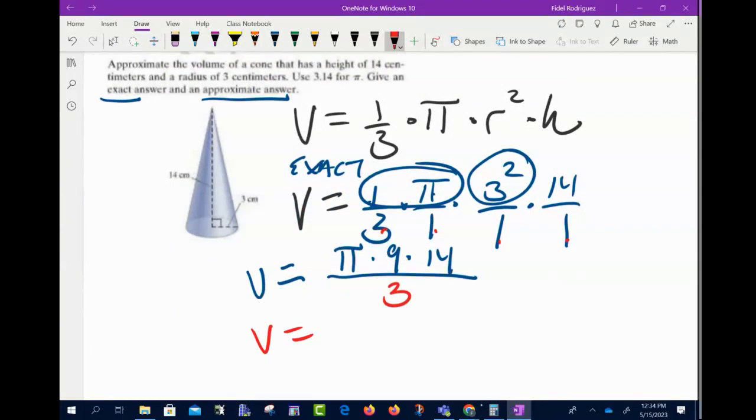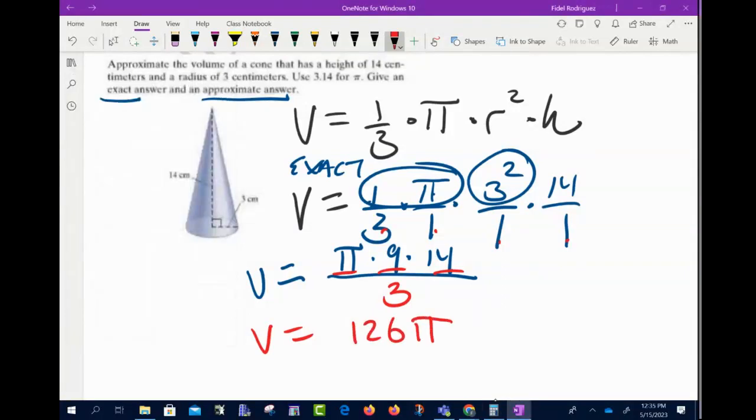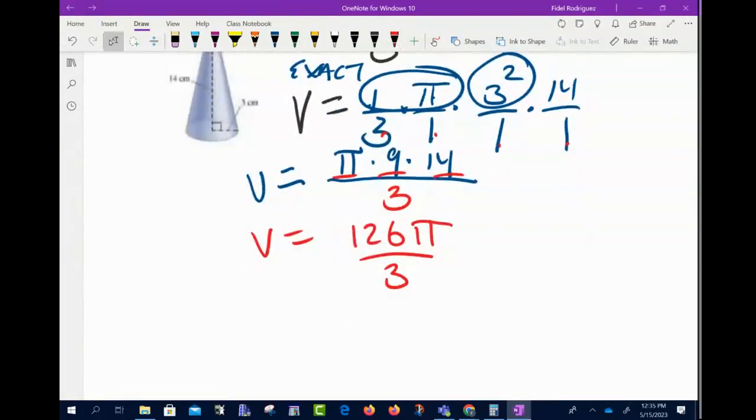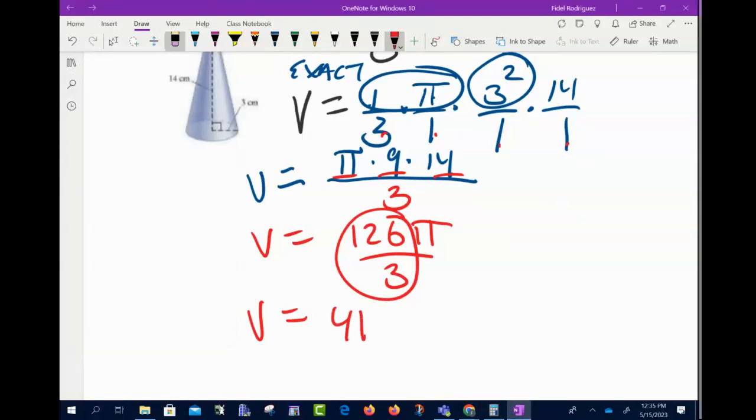Let's go straight across. Pi times 9 times 14. I'm going to take 9 times 14. That's 126 with a pi divided by 3. So remember, all I did here, 9 times 14, that was 126. I put the 126 with the pi divided by 3. Now, if I can, I want to see if I can divide that out. It comes out nice and neat. Everybody agree? 42? Okay, look, 42 pi. This is going to be my exact answer. What were my units? Centimeters? So I'm going to write cubic centimeters.